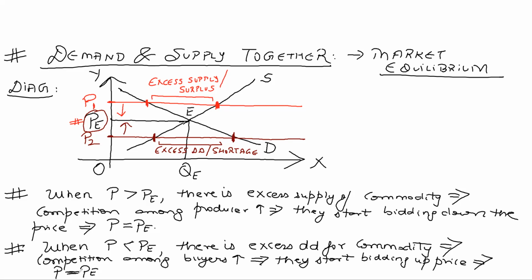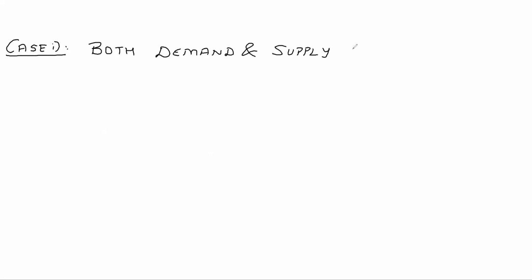Okay, and now guys, in this lecture, the last thing we talk about is, suppose both the demand and supply curves are shifting. So let's talk about case 1. Both demand and supply increase simultaneously. Suppose both demand and supply increase simultaneously.